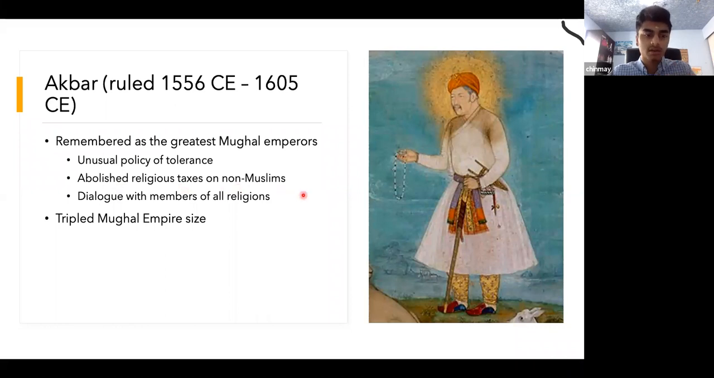And in his court, he would always have discussions with members of all religions, whether it was Islam, Hinduism, Jainism, Buddhism. He would have conversations when people of all religions would come and talk with him. In fact, Akbar even created his own religion for a while, which eventually didn't get far. But he was a very different kind of person, not a typical Mughal emperor. And during his rule, the Mughal Empire tripled in size. So he's also a very capable military general.